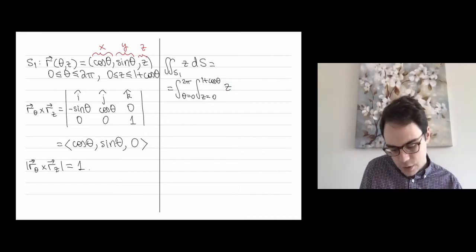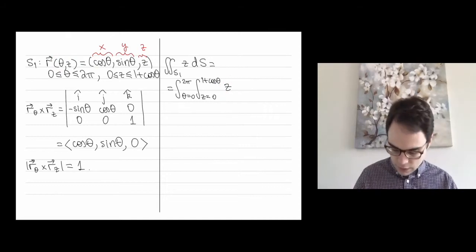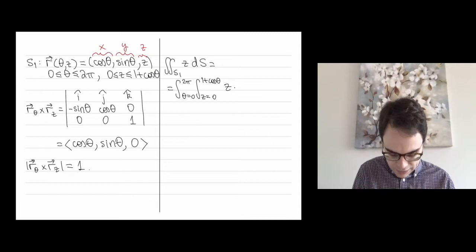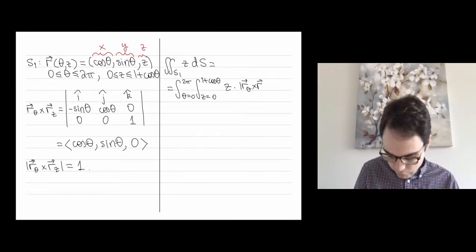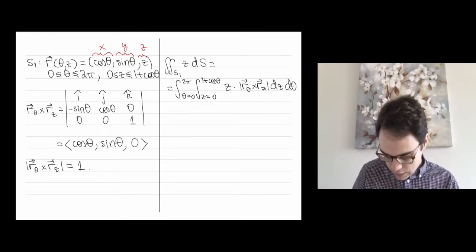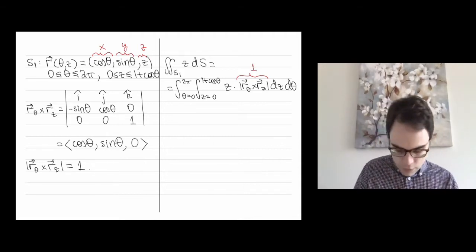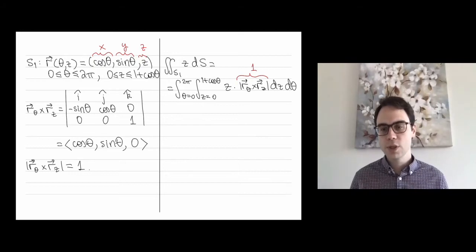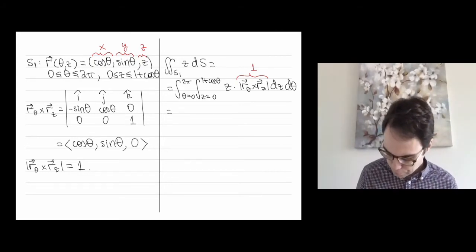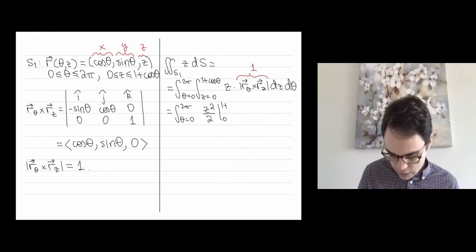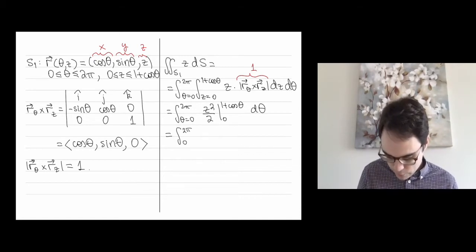And then we're integrating the function z. Here I've written z in terms of the parameters theta and z, so z is just itself. I'm using it as one of the parameters. And then I'll multiply that by the length of the cross product times dz d theta. And we just noted that this part is 1. So at this point we're happy, right? We're just left with an ordinary iterated integral that we can compute. So theta goes from 0 to 2 pi, and then we're integrating z with respect to dz. That's z squared over 2, evaluated between 0 and, sorry, at 1 plus cosine theta at the top. So this is the integral from 0 to 2 pi of (1 plus cosine theta) squared over 2 d theta.